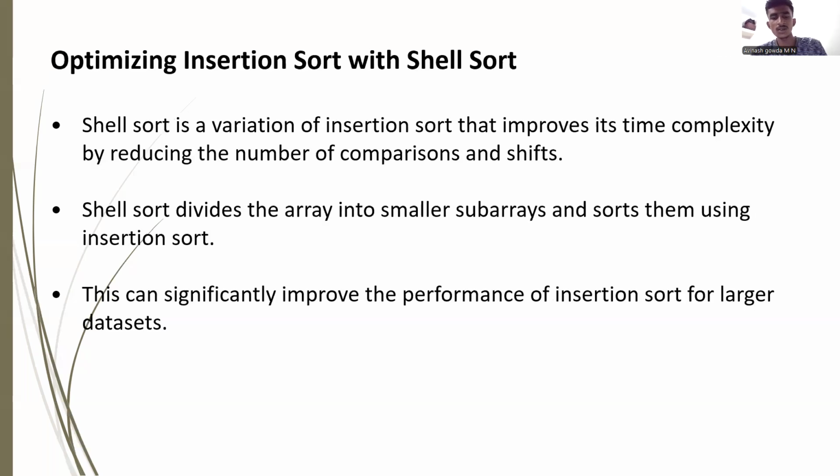Optimizing insertion sort with shell sort. Shell sort is a variation of insertion sort that improves its time complexity by reducing the number of comparisons and shifts. Shell sort divides the array into smaller subarrays and sorts them using insertion sort. This can significantly improve the performance of insertion sort for larger datasets.